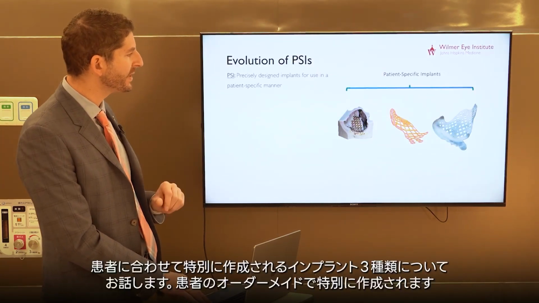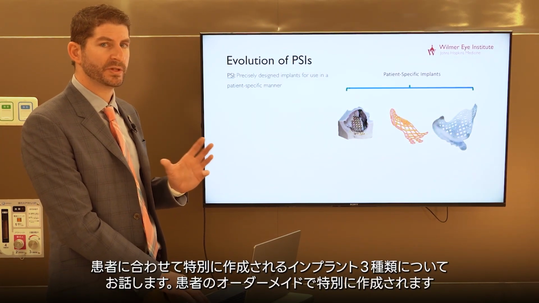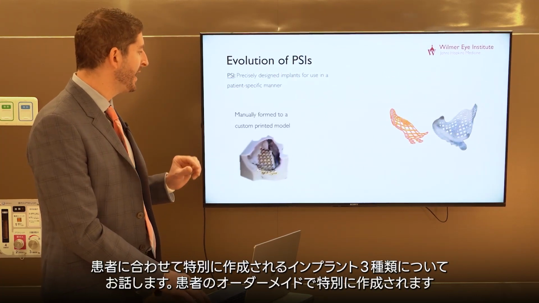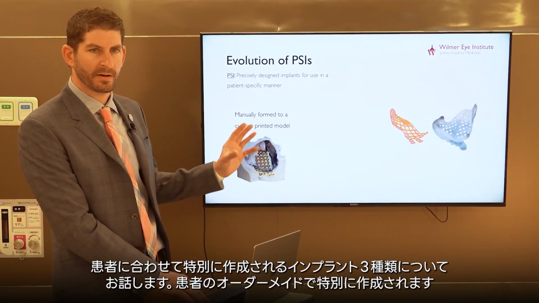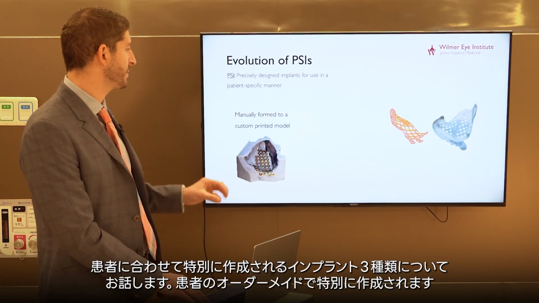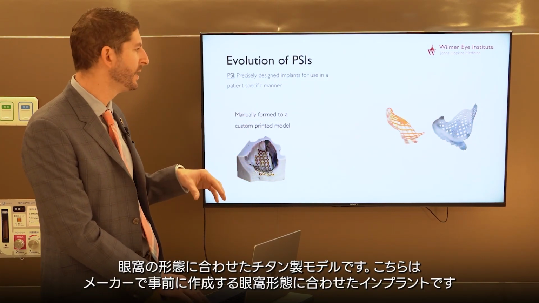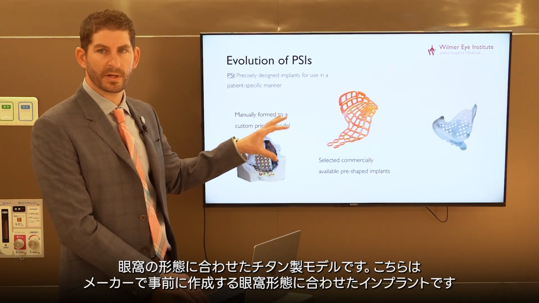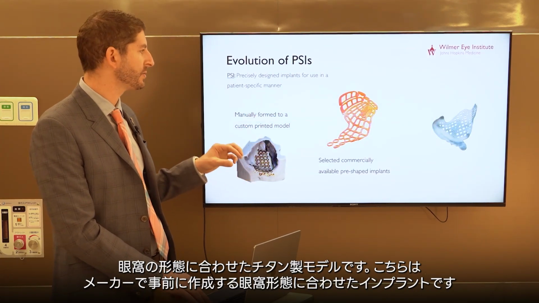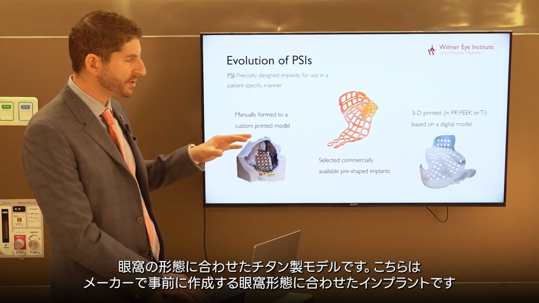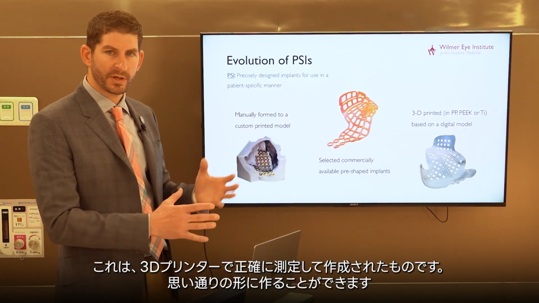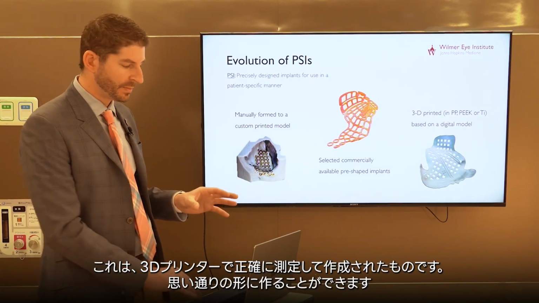These three models in particular, I refer to as patient-specific implants. You have three different types that I'm clumping together into patient-specific implants. You have the type that is titanium bent to an orbital model. You have a pre-made orbital implant that's designed by a manufacturer to look like an orbital implant that matches the orbit. And then you have one that's 3D printed by a printer exactly in the shape that you want.